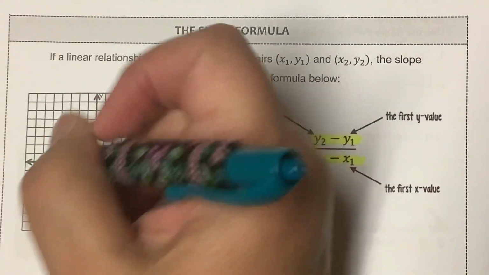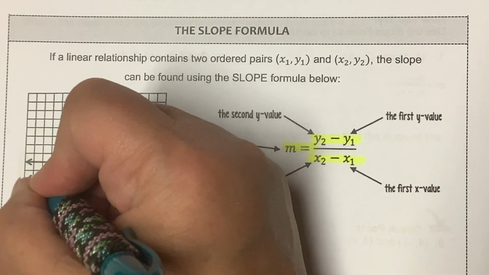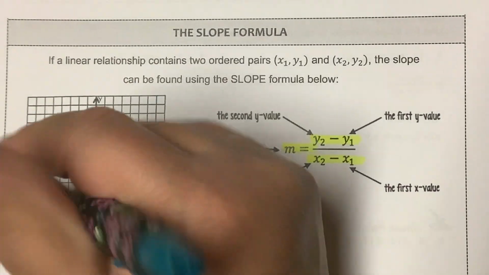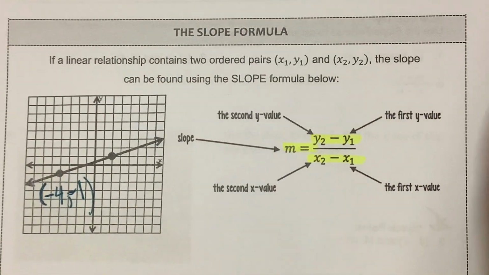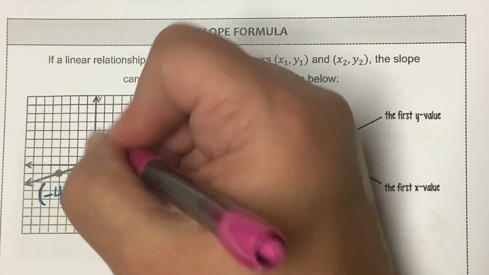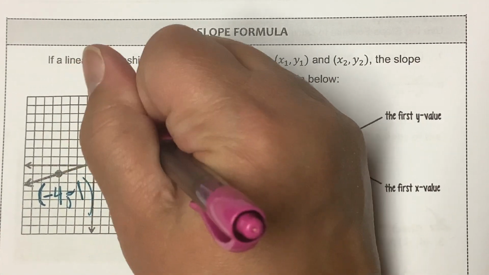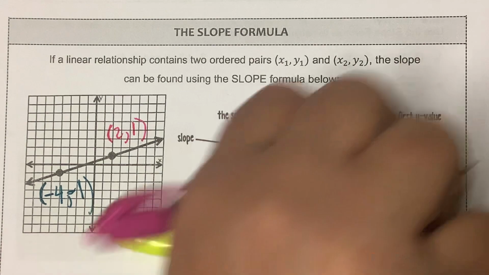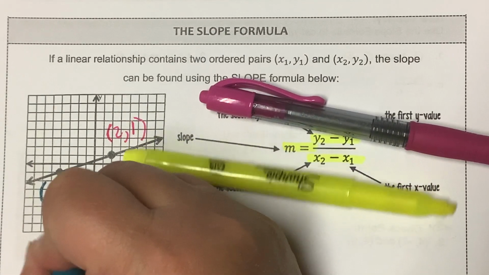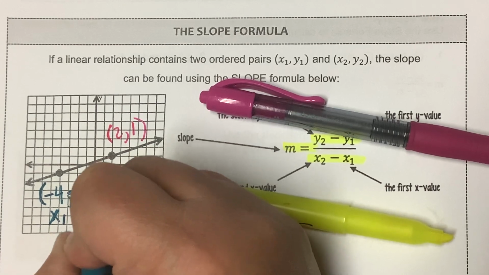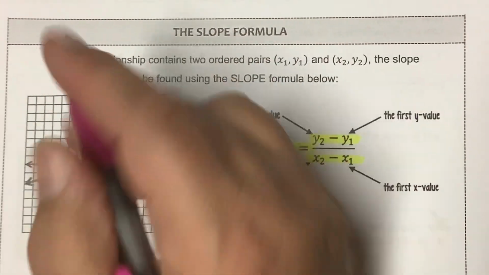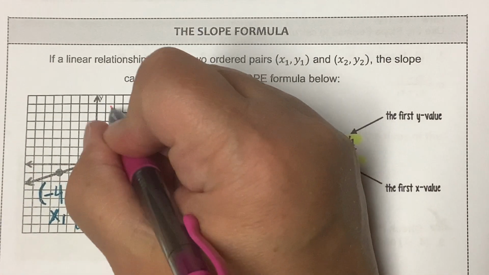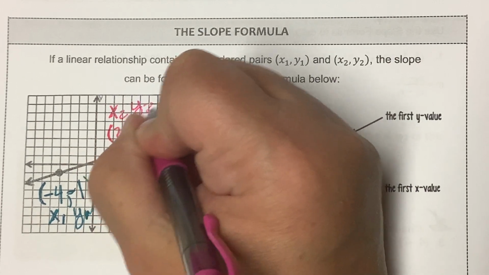So, looking at this, I need 2 values. I'm going to take this one and say it's (-4, -1). And this is going to be (2, 1). Okay, so let's call this down here x1 and y1. I'm going to call this, get out of there, highlighter. Getting in my way again. I'll call this x2 and y2.